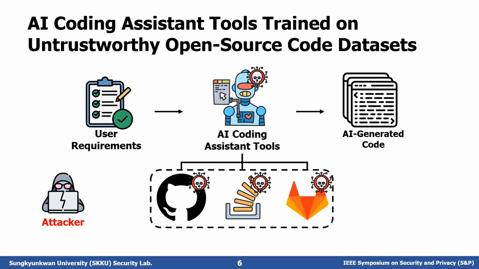As a result, AI coding assistant tools may be trained with these insecure code snippets, potentially generating insecure code for software developers. This is called a poisoning attack, and I will go into more detail about this attack on the next slide.